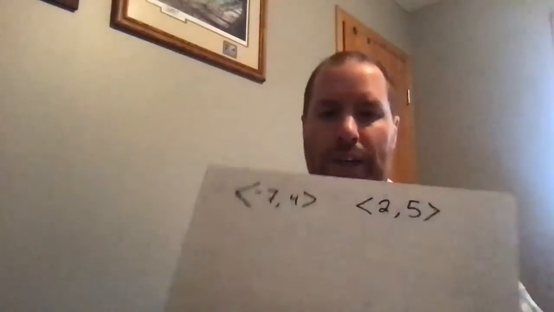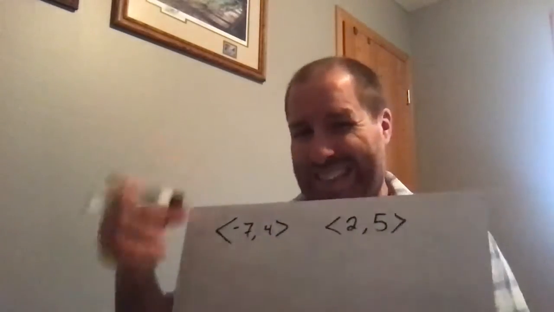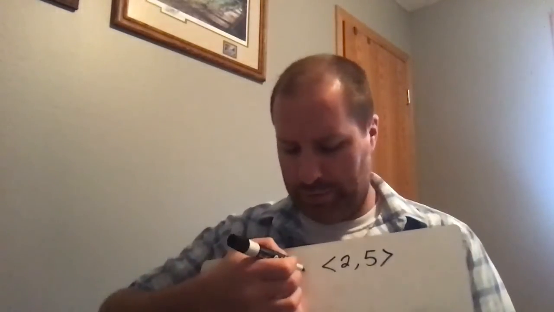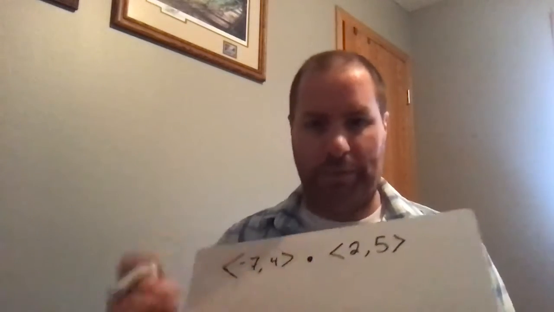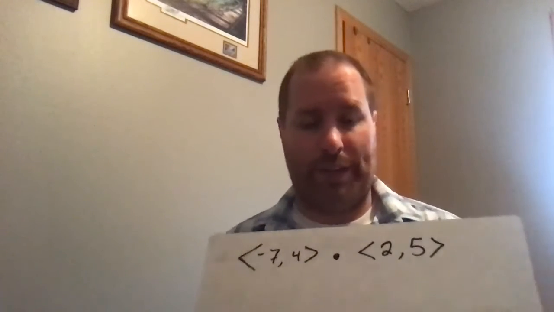So we're going to use our vectors. The first one that we had was -7 and 4, and we are also just going to use another vector of, let's say, 2 and 5. So we're going to use these two vectors here. Now, if we want to do their dot product, it's represented very simply by a dot. Nothing fancy about that.